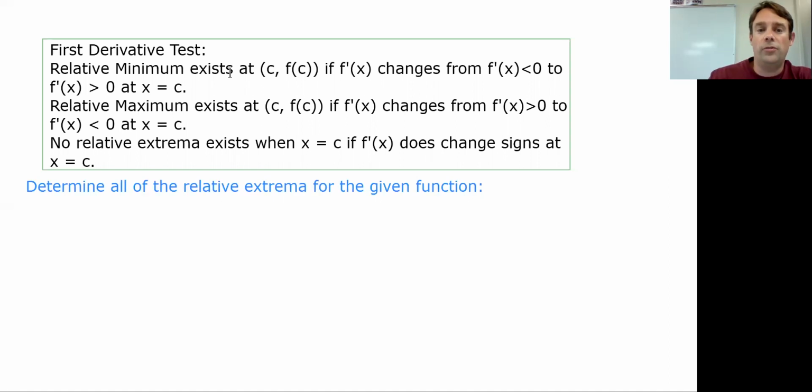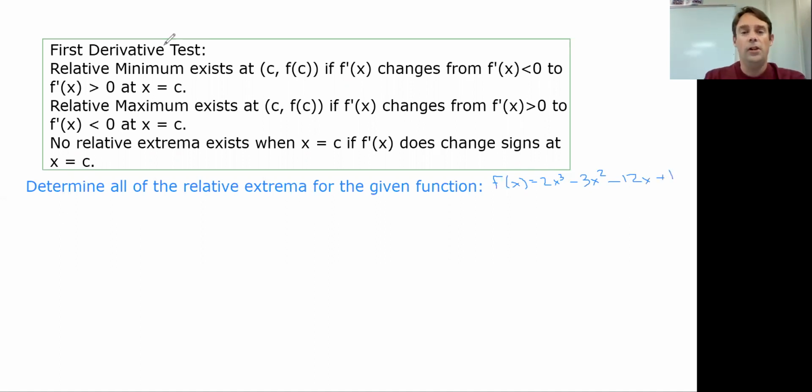And that given function is going to be f of x equals 2x cubed minus 3x squared minus 12x plus 1.